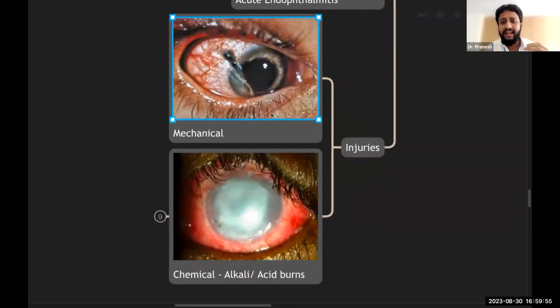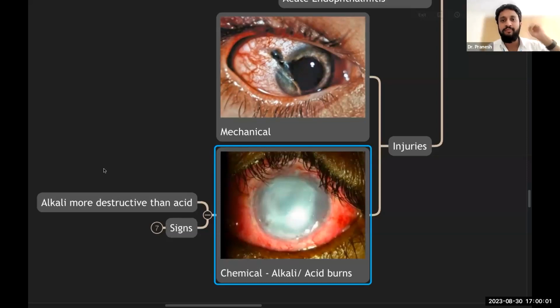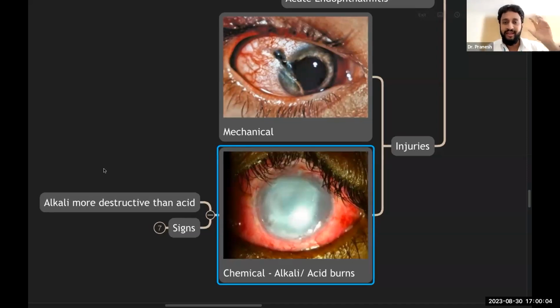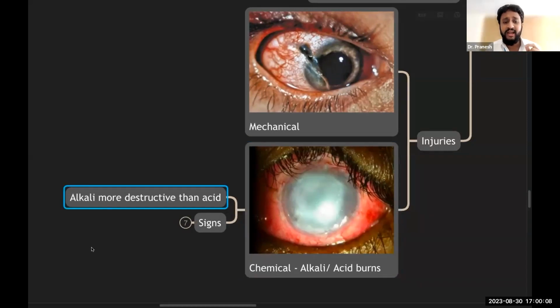A mechanical injury, we can't do much from a vision center perspective, but for chemical injuries, you need to irrigate, you need to give lots of water, try to clear off the chemical debris, chemical contents present in the eye. And understand, alkali are more destructive than acid. We may think acid burns the face, but in fact, alkali is much more destructive.